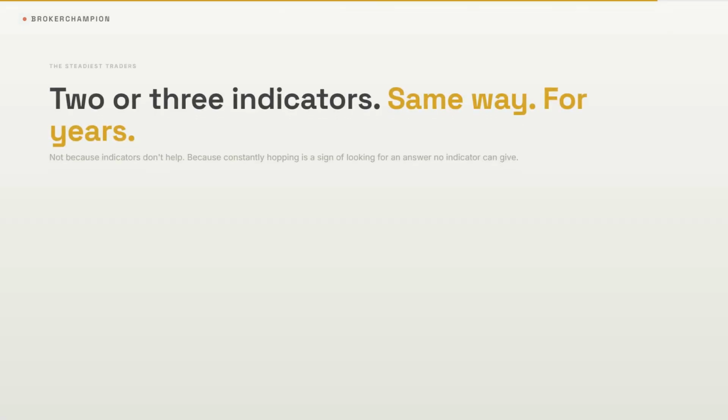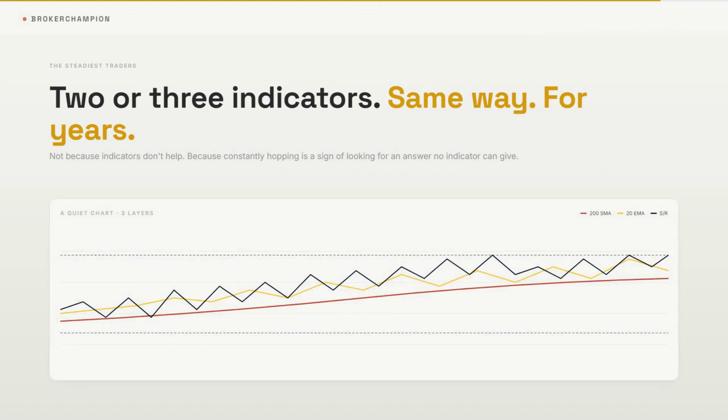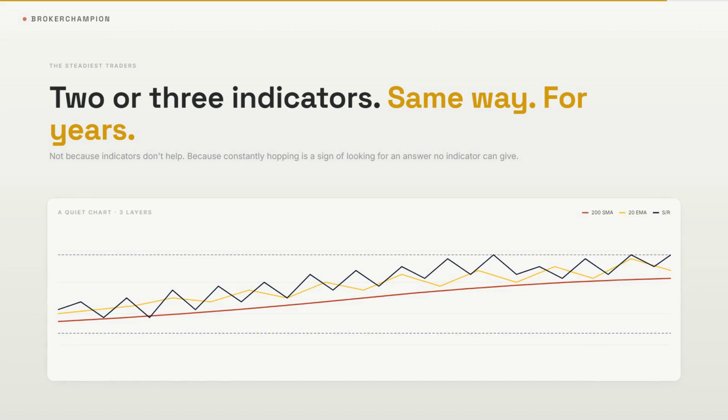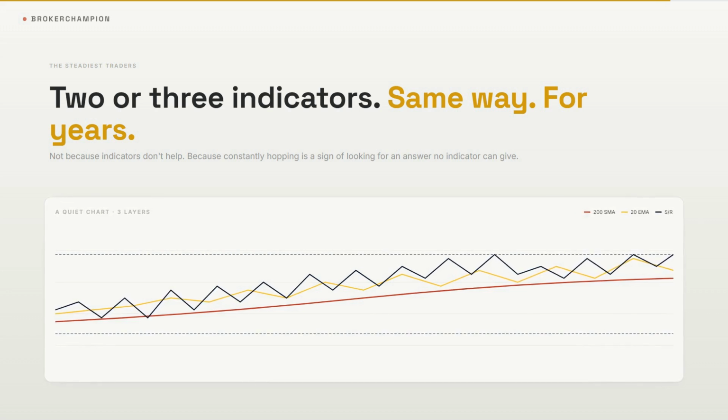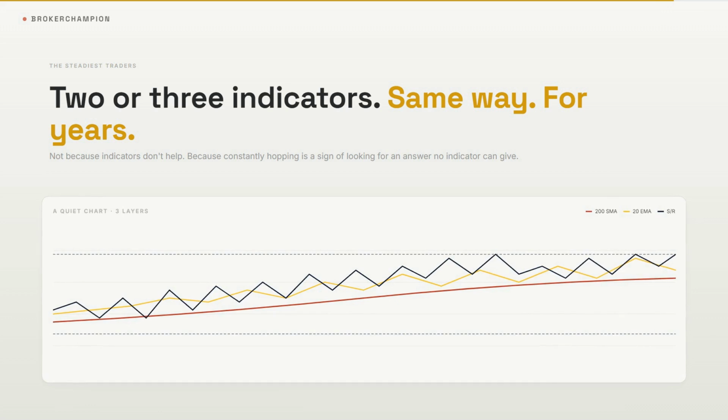A lot of the steadiest forex traders end up with 2 or 3 indicators they've used the same way for years. Not because indicators don't help, because constantly hopping indicators is a sign of looking for an answer no indicator can give you. If you take one thing from this, take this.